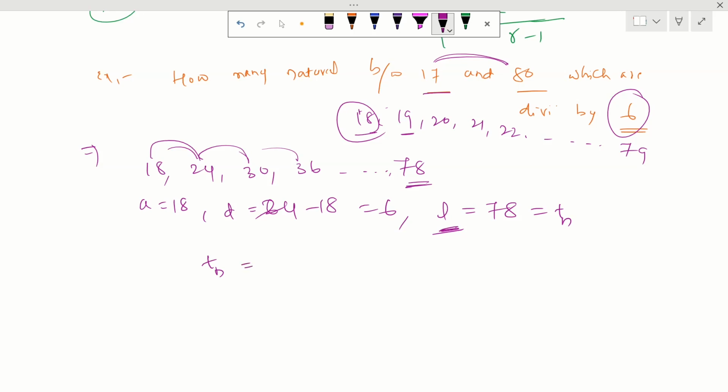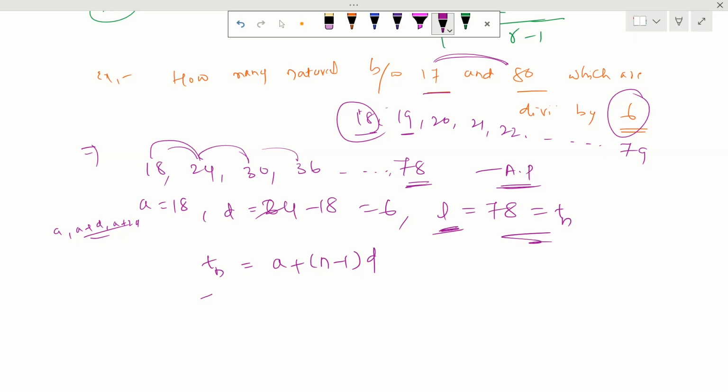This given problem is in arithmetic progression, right? A, A plus D, A plus 2D. So what is the formula for arithmetic progression? Tn is equal to A plus (N minus 1) into D.